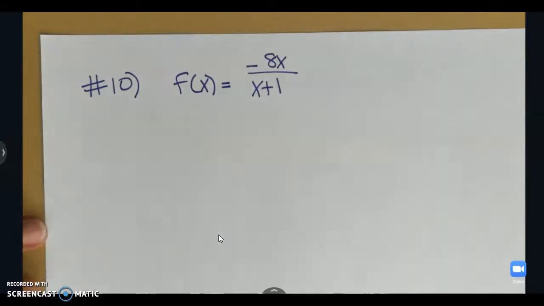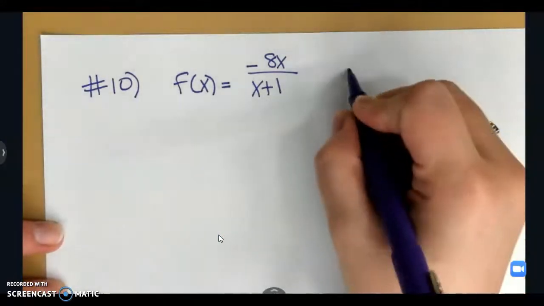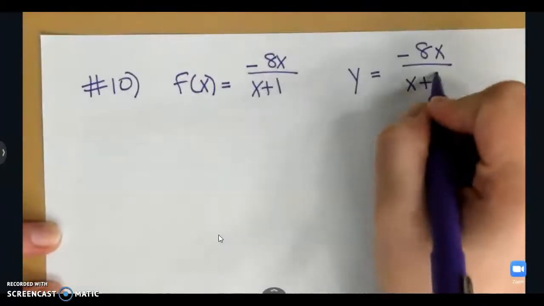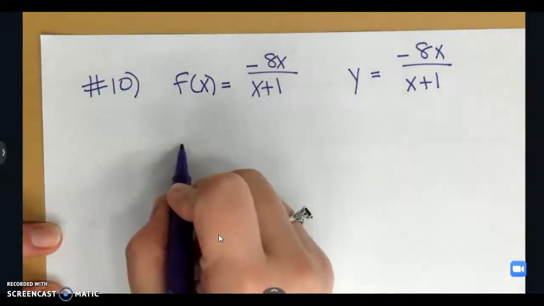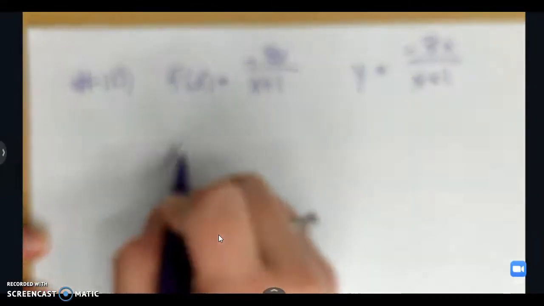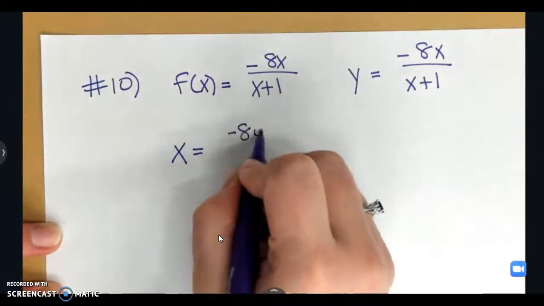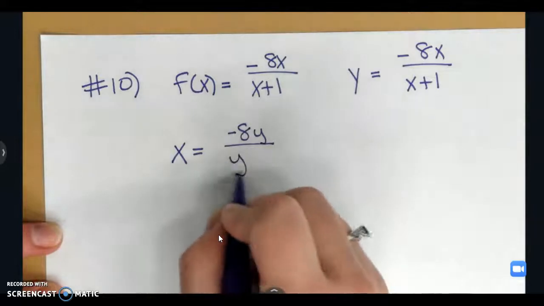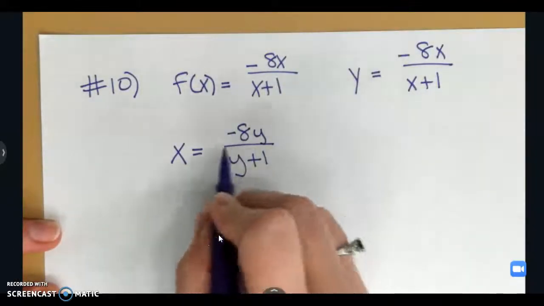So remember, finding the inverse, we switch our x's and our y's. And the f of x, remember, is just like our y. So I'm going to rewrite this with my f of x being y. And now to find my inverse, I'm going to swap the places of my x's and my y's. And because I have x in two places here, that means I'm going to have y in two places when solving for the inverse. So the first thing I want to do, I'm trying to get y by itself.